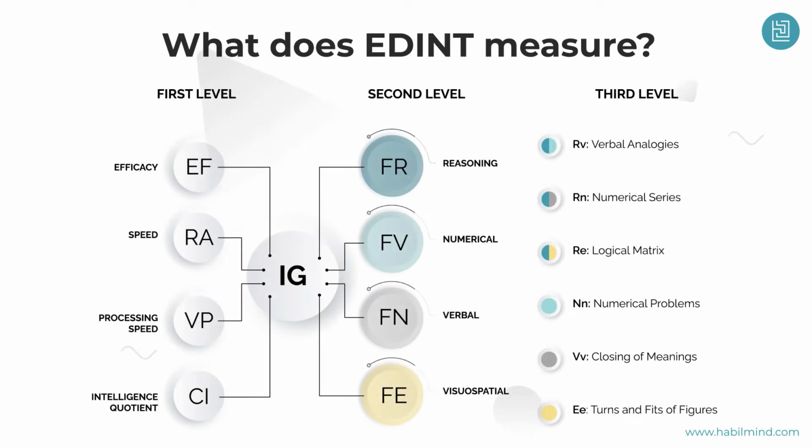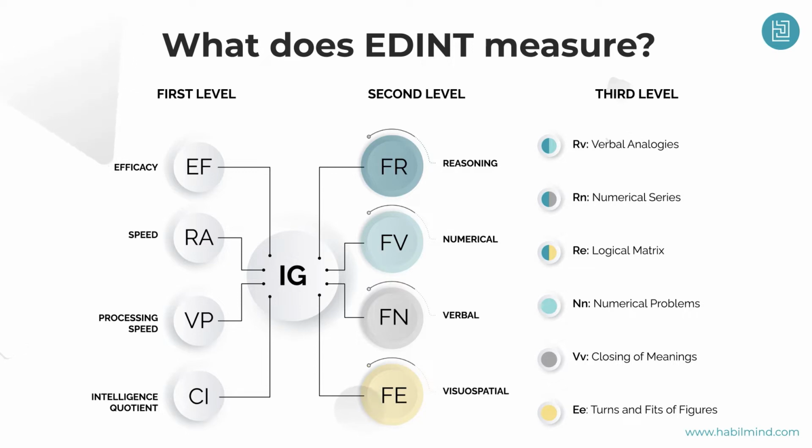At the first level we have the general intelligence with the IQ range and other factors such as efficiency, speed, and speed of processing, which give us information about the cognitive profile of the student. At the second level we have the reasoning, verbal, numerical and visuospatial factors, which are obtained through the following tests: verbal analogies, numerical series, logical matrix, closing of meaning, numerical problems and twists and fits of figures.